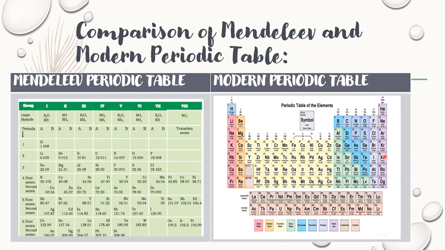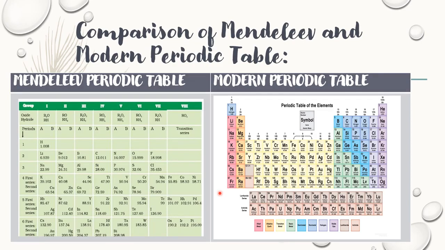And the next point is, in the Mendeleev periodic table, there were six periods, that is 1, 2, 3, 4, 5, and 6. Whereas in the modern periodic table, there are 7 periods, 1, 2, 3, 4, 5, 6, and 7. The seventh period was discovered after Mendeleev gave his table. So, the elements are arranged in increasing order of atomic number.